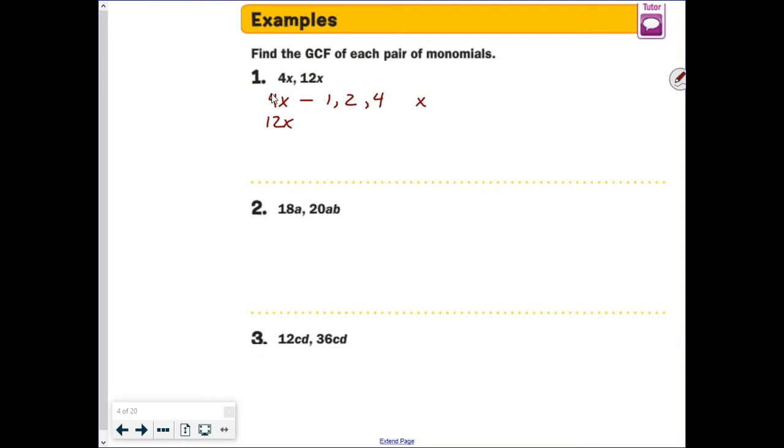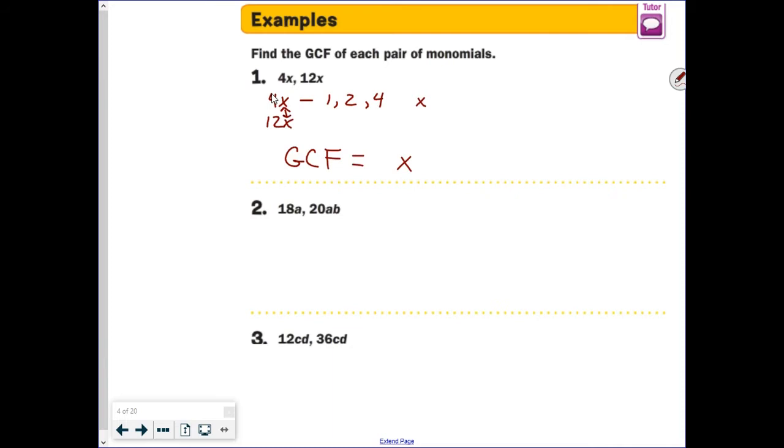Then I would ask myself, if I'm working backwards, are there any letters that appear with my smallest monomial that also appear in my larger one? And the answer is yes. X is both a factor of 4x and 12x. So x is going to be part of my greatest common factor since it is a part of both monomials.